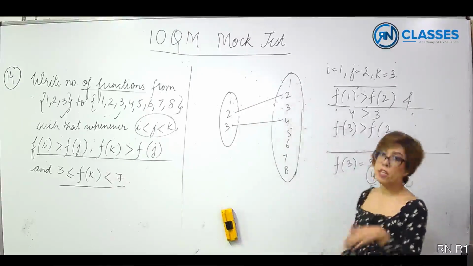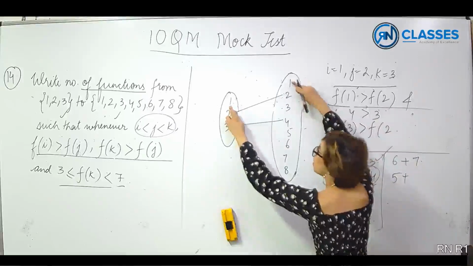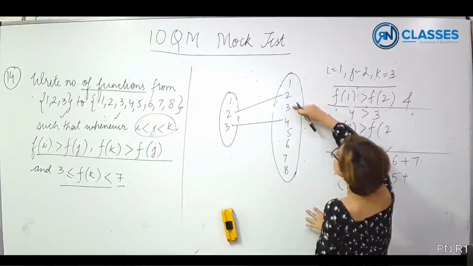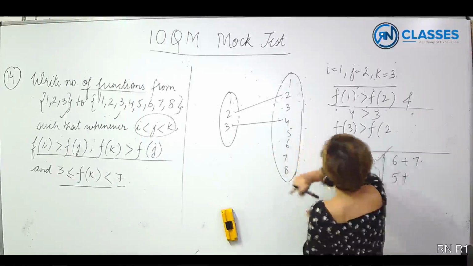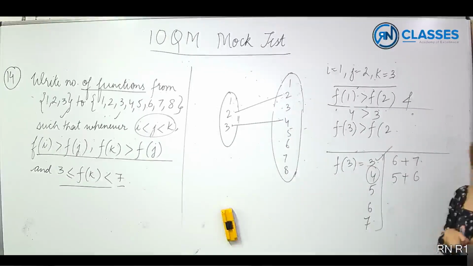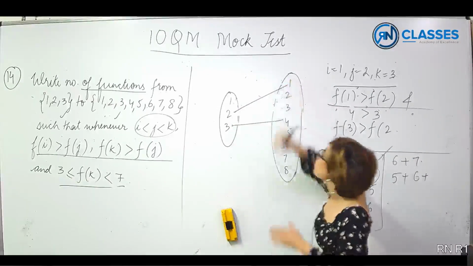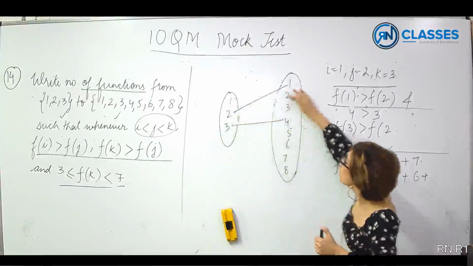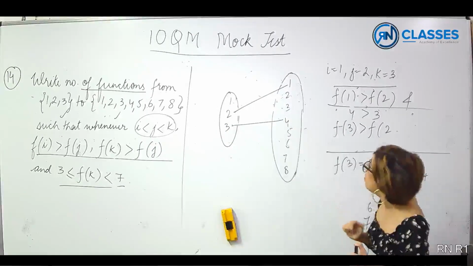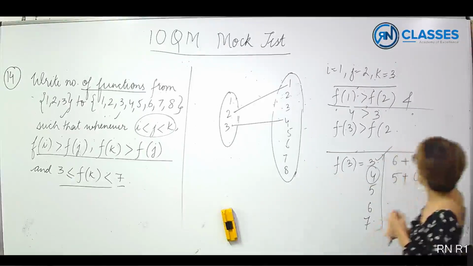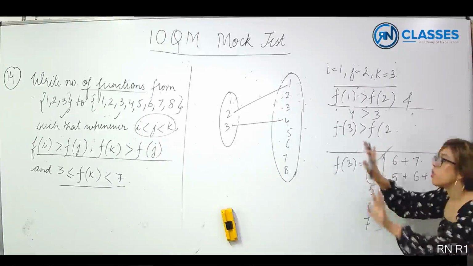Next case, where f(2) is actually equal to 2. Now, let's talk about the various associations of 1. Obviously, 1 cannot be associated here or here. It has to be either 3, 4, 5, 6, 7. So, that means 6. Done? Now, when f(2) is 1, I can associate 1 with this. So, that means in total, again, I'm getting how many? 7. Now, I've exhausted this one also.